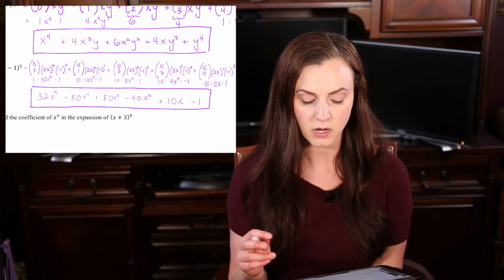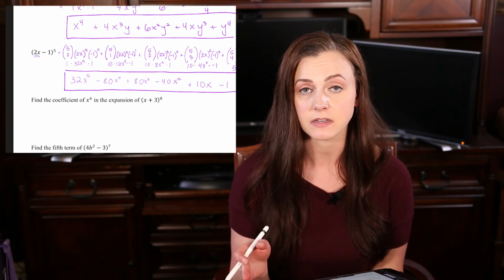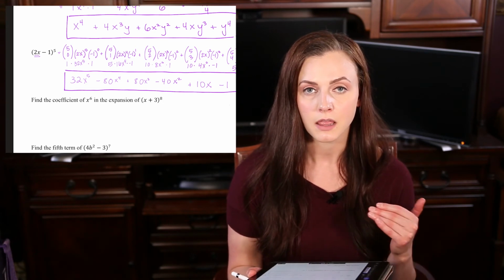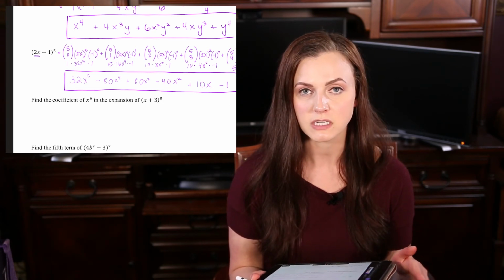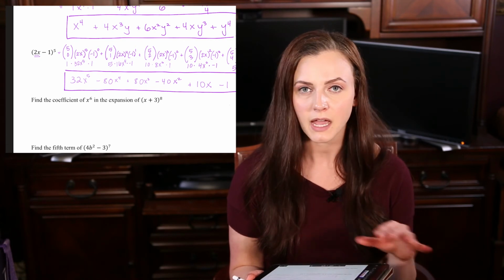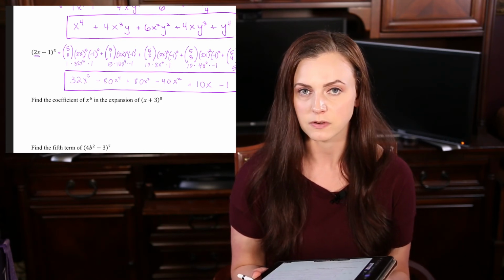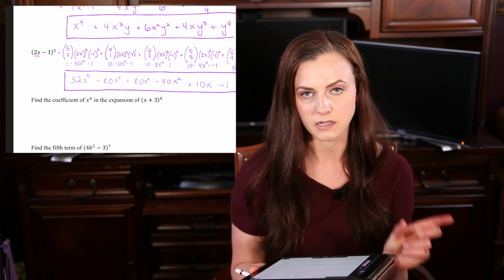The other thing I wanted to go over is just how to find a specific coefficient or a specific term. Because as you can tell, that takes a while. So if you just want a specific term, you don't want to have to do the entire expansion to be able to find that. You want to be able to look for patterns and just find one single term.